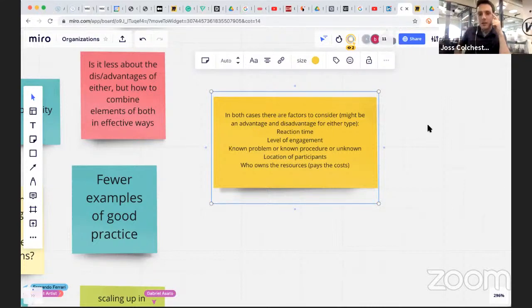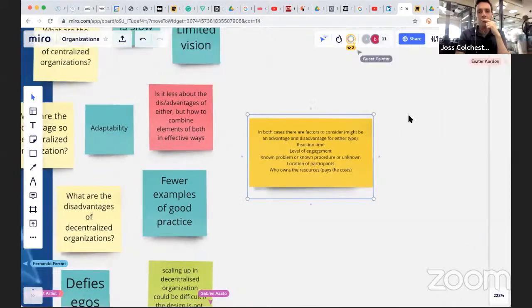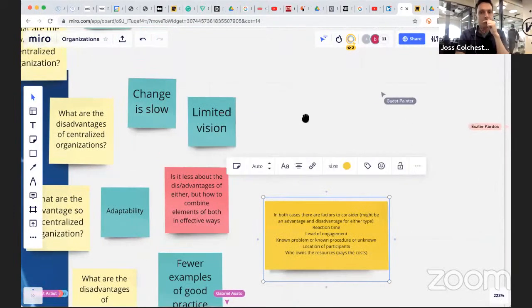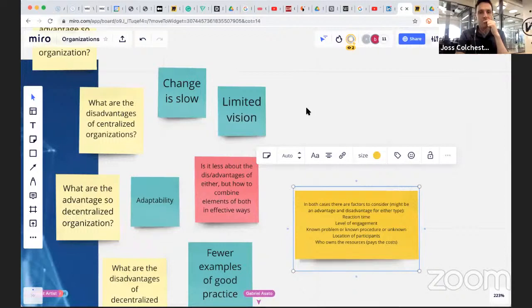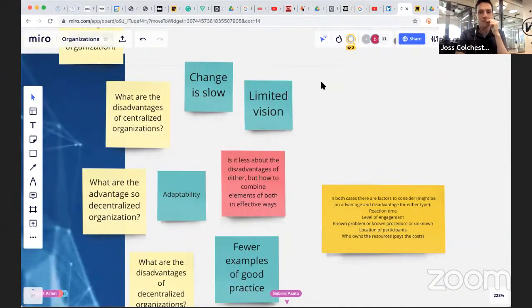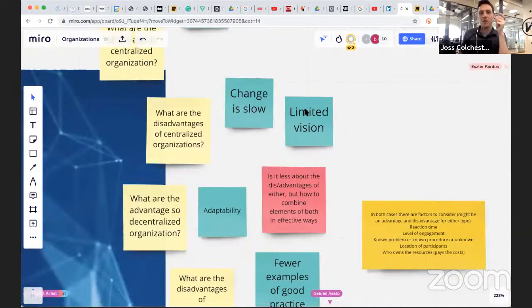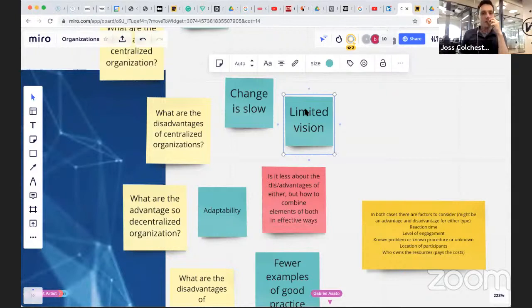Does everyone want to talk about this level of engagement thing? You want to talk on this one? Okay, limited vision. Which one's this, the centralized one? It has limited vision, maybe because it has limited people to process the information. Change is slow.